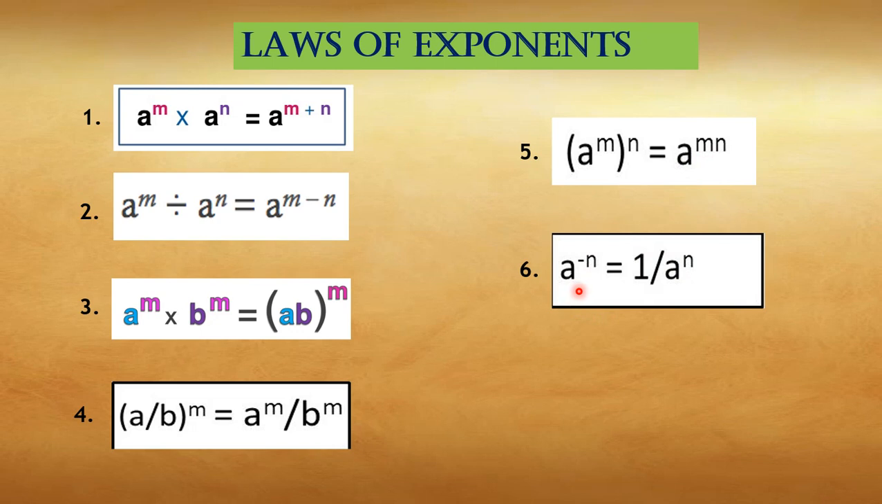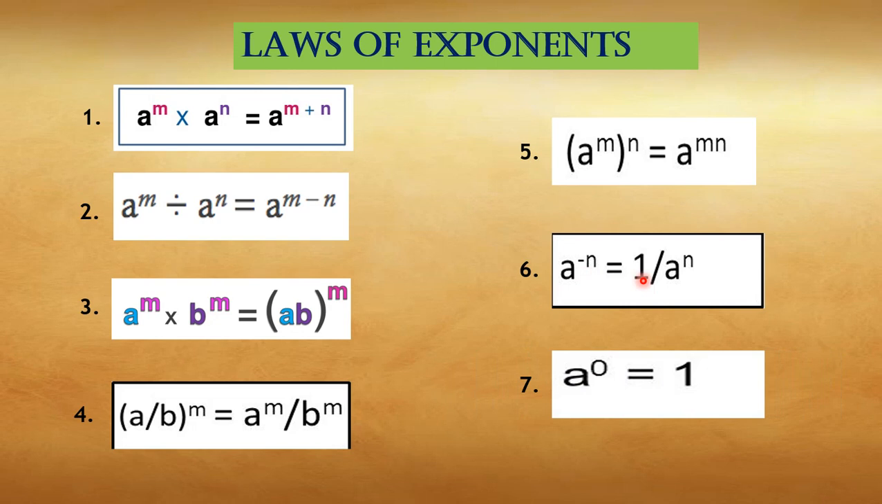When the exponent is negative, a raised to the power minus n is 1 upon a raised to the power n. In a negative exponent, the number is written in reciprocal form. As we know from the earlier session, 10 raised to the power 0 is 1. So generalizing, a raised to the power 0 is equal to 1. So these are the properties of exponents.